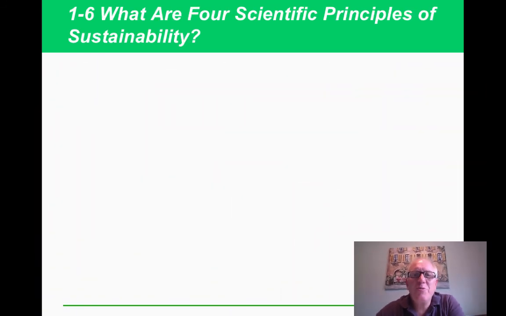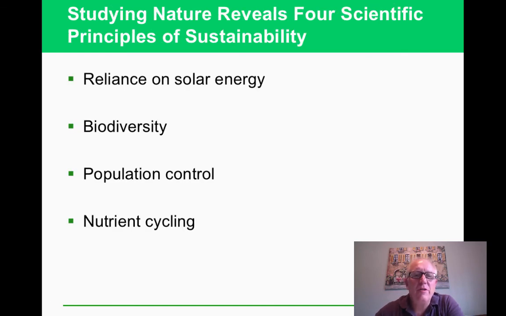Okay, so what are the 4 basic principles? We've discussed a few of them here already, if not all of them. Actually, we haven't mentioned biodiversity, and we have talked about solar energy and population and nutrient cycling, but biodiversity means that we're going to need all different kinds of life forms in order for it to work.